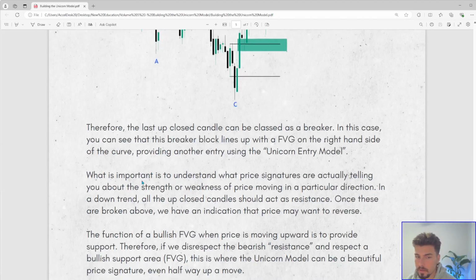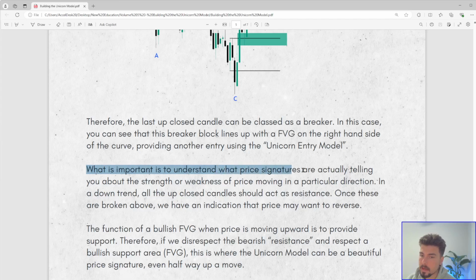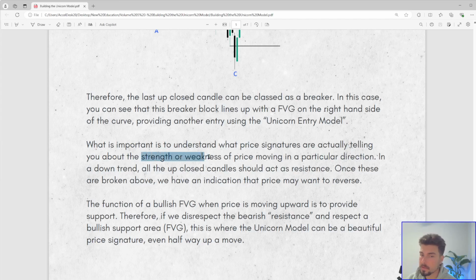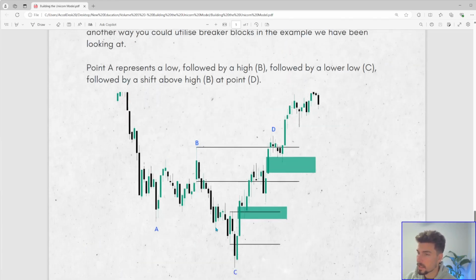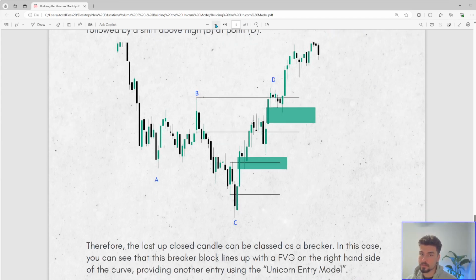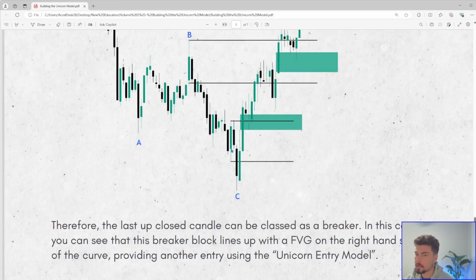So again, it's really important to understand that price signatures are telling us different things. They're telling us the strength or the weakness of price moving up or moving down. And we talked about that, right? So moving down, the up close candle should act as resistance. Moving up, the down close candles act as support. So we're flipping the switch. When do we initiate the flip of the switch? When we create this initial breaker block. When we create that initial breaker block, we have that unicorn setup, which is quite strong.